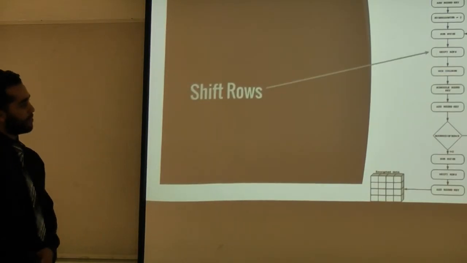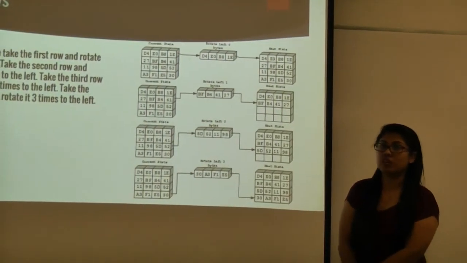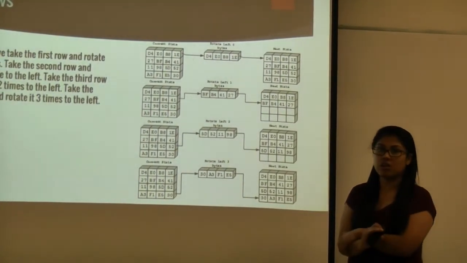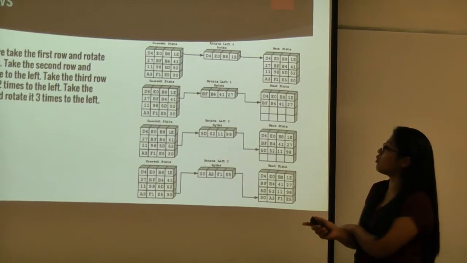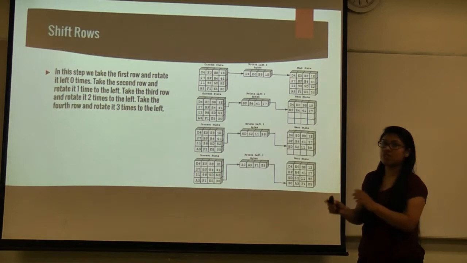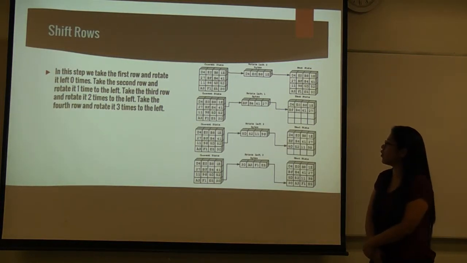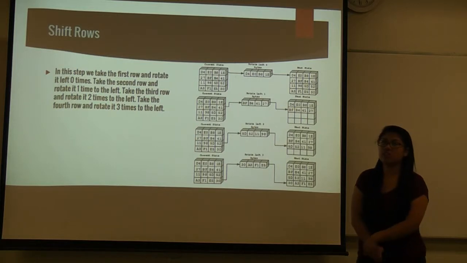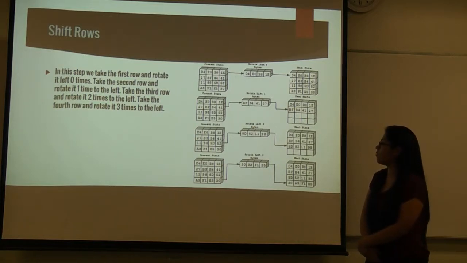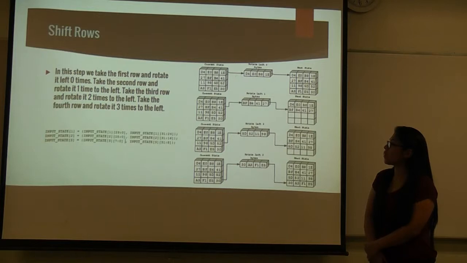So then we go into our shift row state, which here we're going to be taking the first row, and we're not going to be modifying it. Our second row, we're going to be rotating the entire row once to the left. And then the third row, we're going to rotate left twice. And then we're going to rotate left on the last row 3 times.